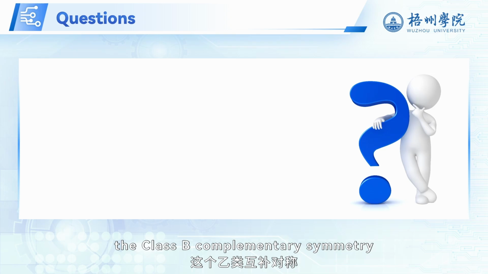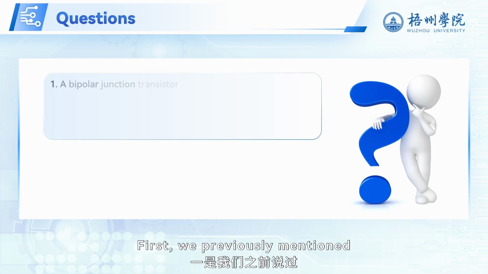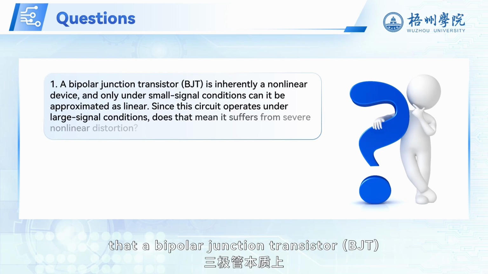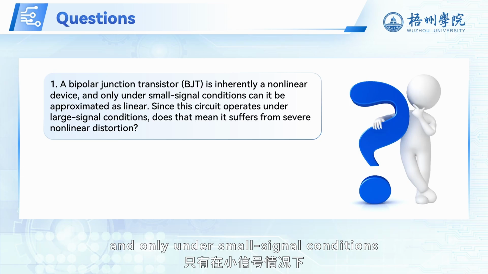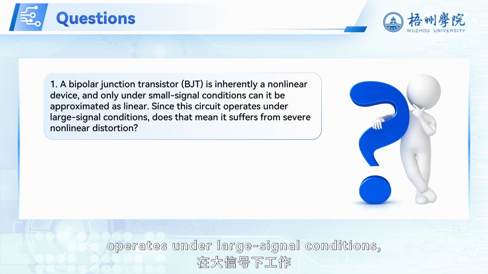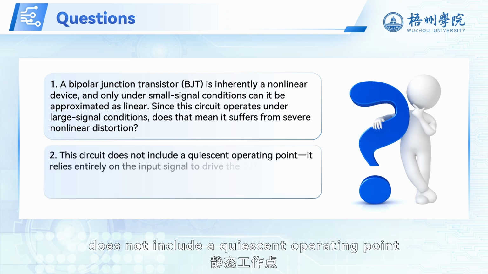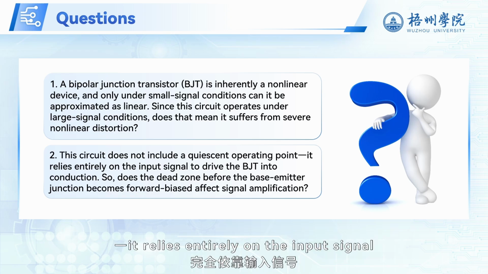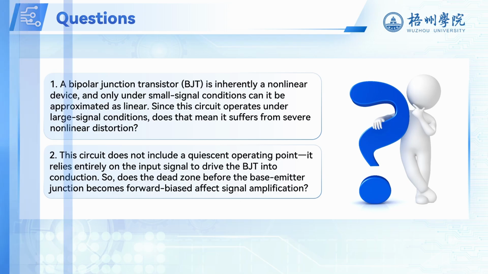When learning about the Class B Complementary Symmetry Power Amplifier, you might have two questions. First, we previously mentioned that a bipolar junction transistor, BJT, is inherently a nonlinear device, and only under small signal conditions can it be approximated as linear. Since this circuit operates under large signal conditions, does that mean it suffers from severe nonlinear distortion? Second, this circuit does not include a quiescent operating point. It relies entirely on the input signal to drive the BJT into conduction. So, does the dead zone before the base emitter junction becomes forward biased affect signal amplification?